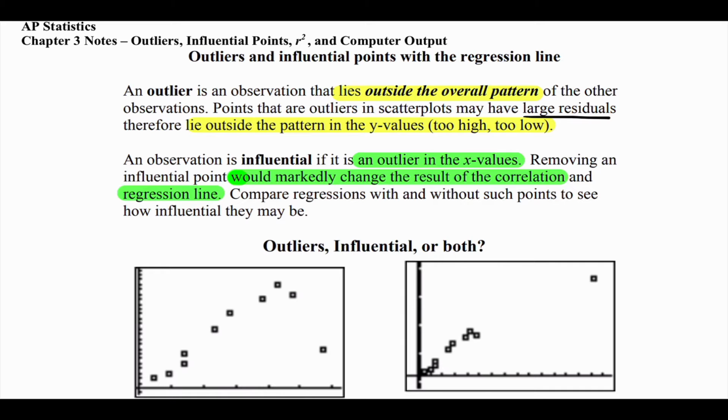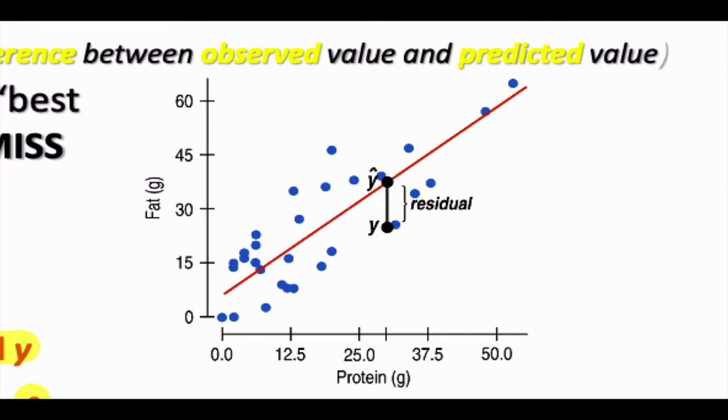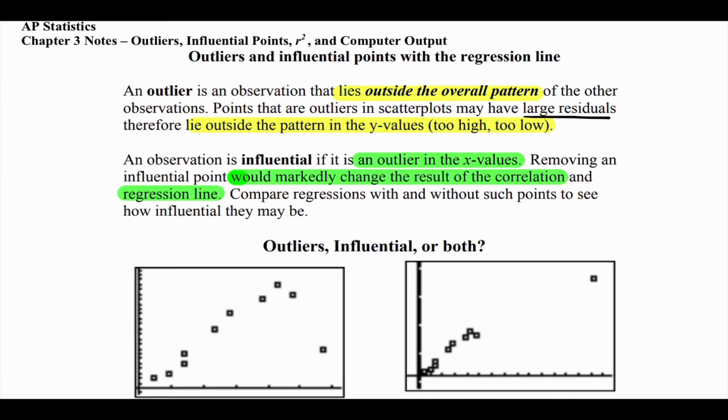An observation is influential if it's an outlier in the x, side to side. Removing an influential point would markedly change the result of correlation and the regression line. So if I were to take away one of these blue dots, the red line would change slope or change y-intercept. That means it's influential. If I were to take away one and it wouldn't really do anything to the red line, it's not influential. Okay.